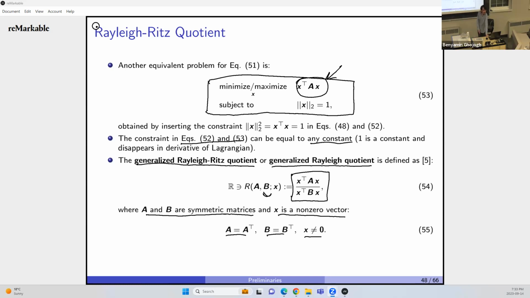Have you heard of Fisher criterion? In Fisher discriminant analysis, some people call it linear discriminant analysis, although they are slightly different. This is a Fisher criterion, which is exactly a generalized Rayleigh-Ritz quotient, where A is what and B is what? In Fisher criterion, A is the between scatter, the covariance between the classes. B is the within scatter, the covariances of the classes themselves.